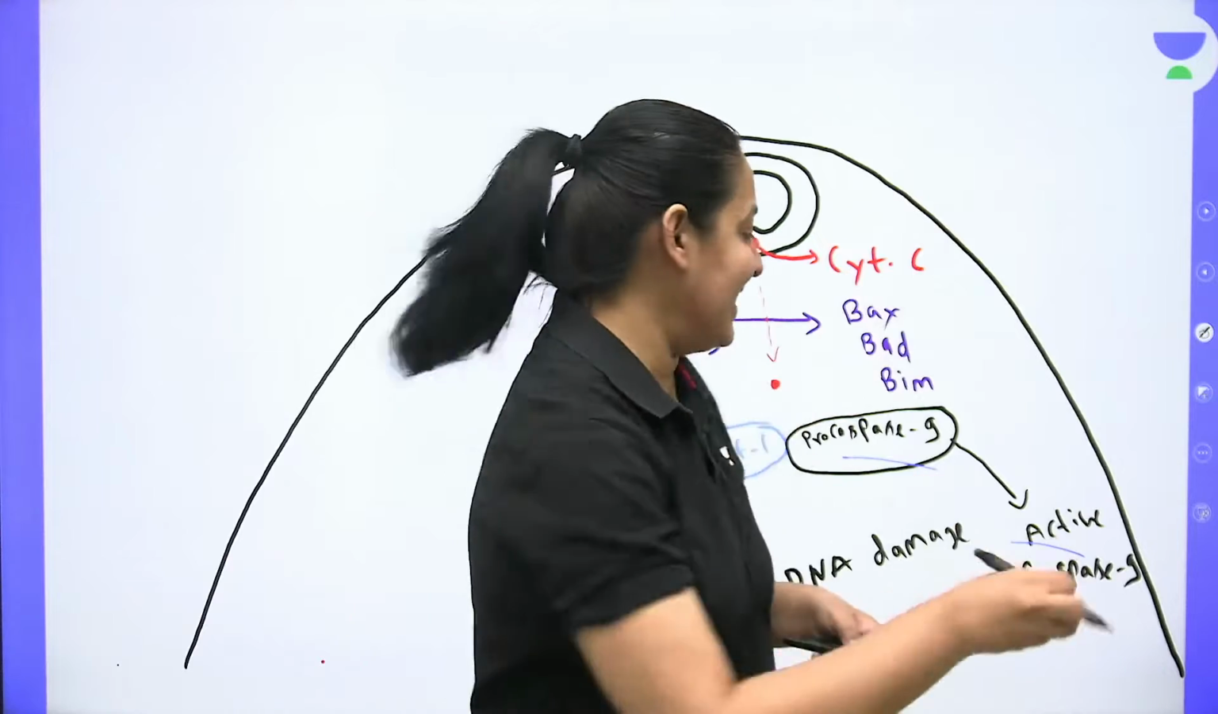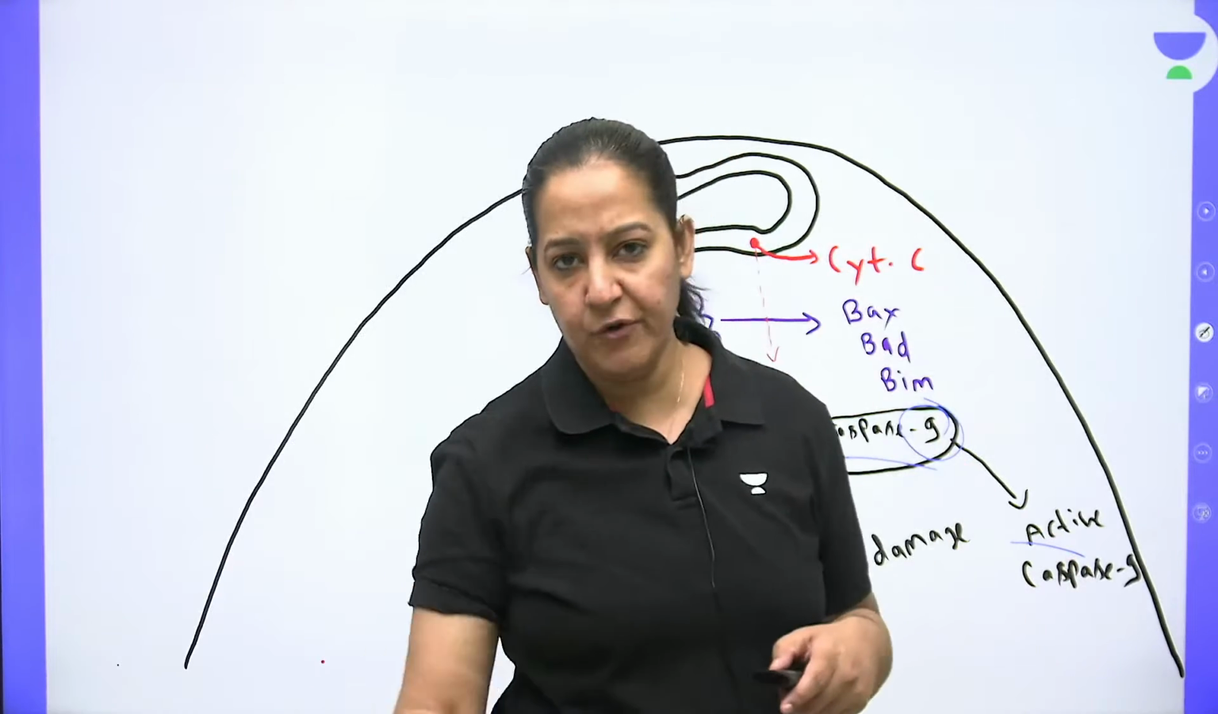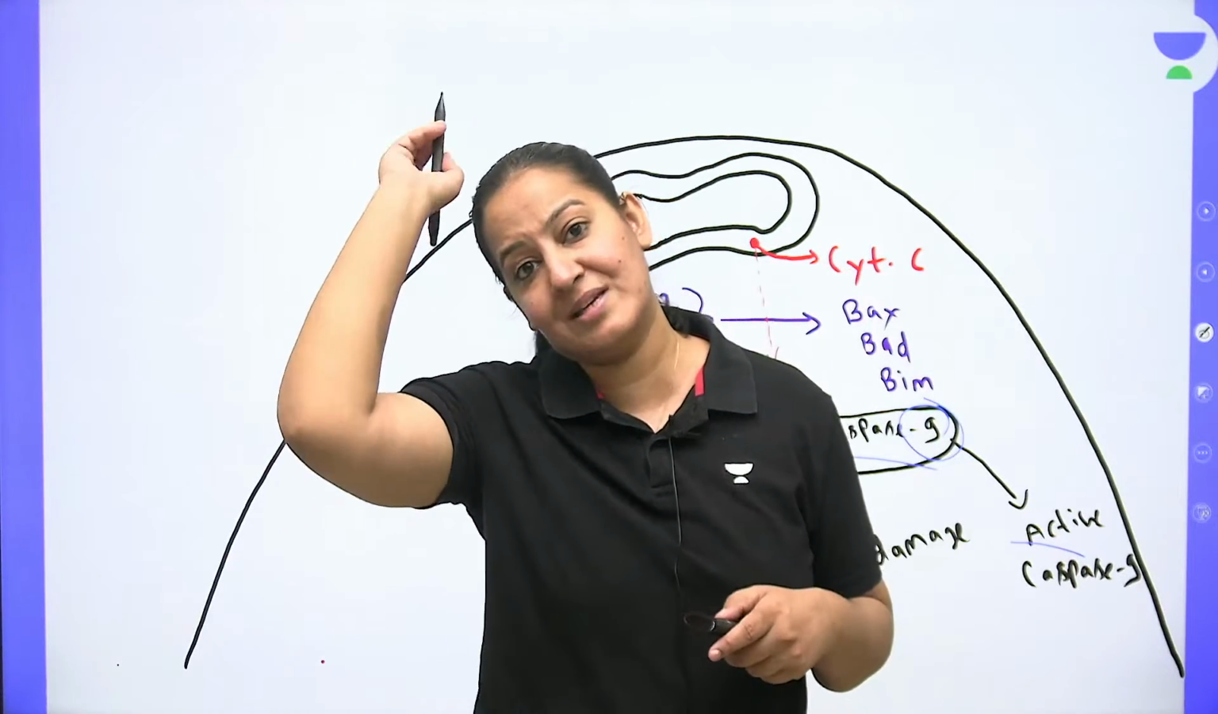So caspase 9 is the first caspase of the intrinsic pathway. If you remember, caspase 8 was the first caspase in the extrinsic pathway.